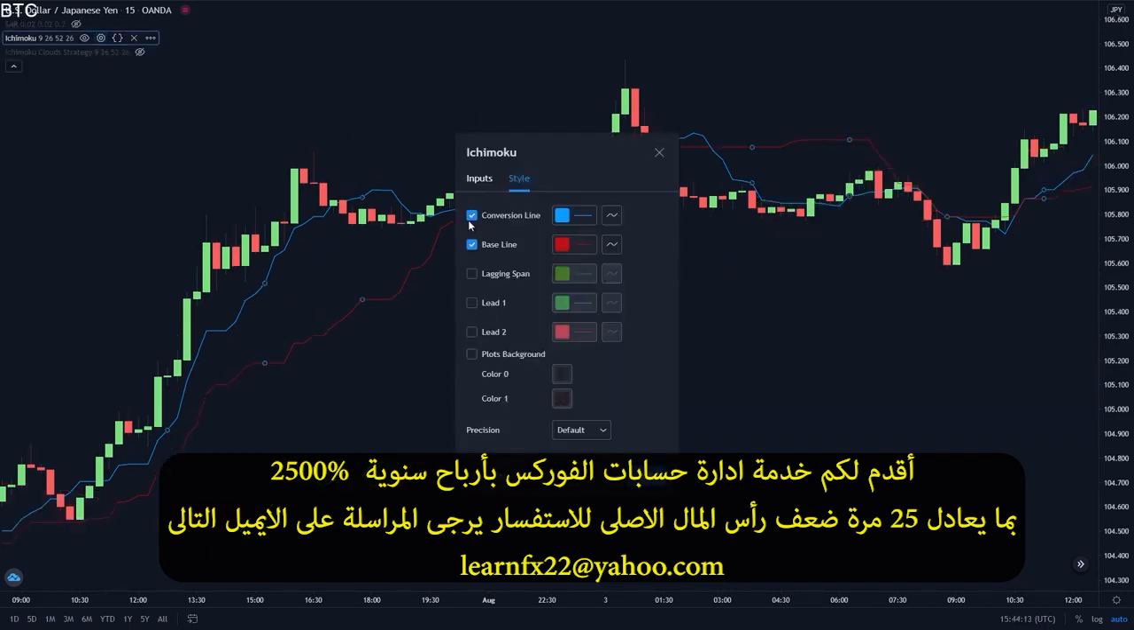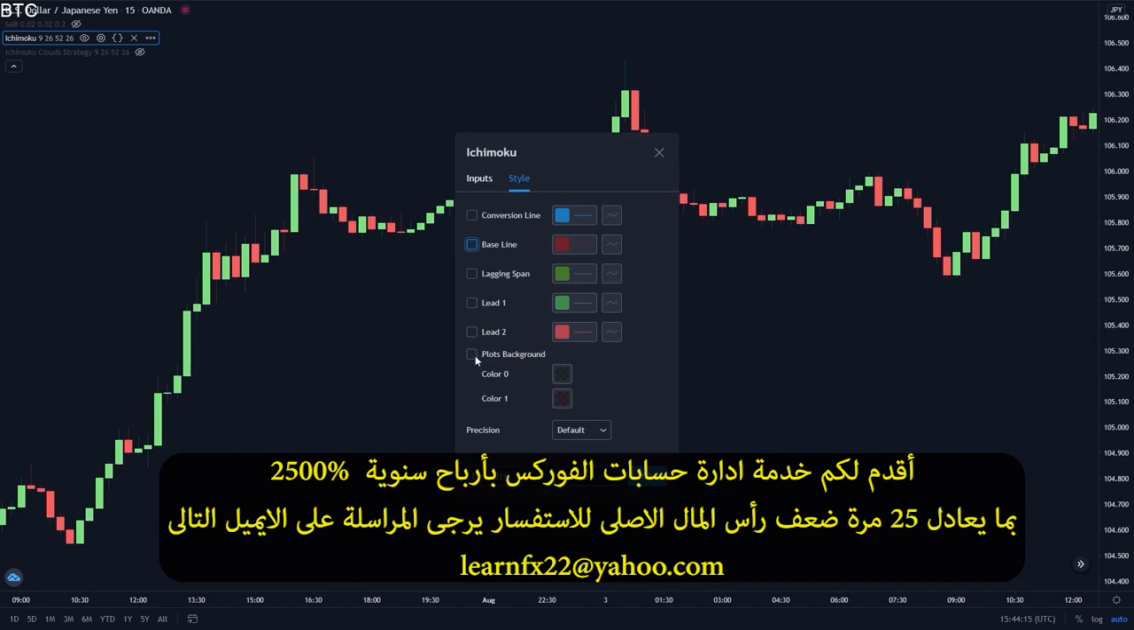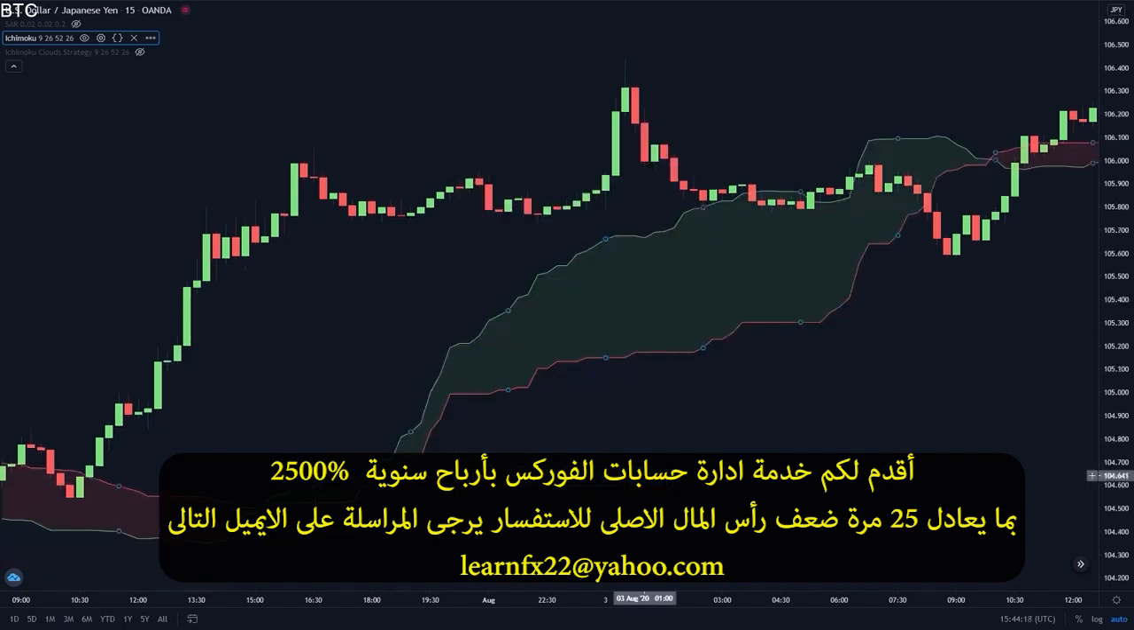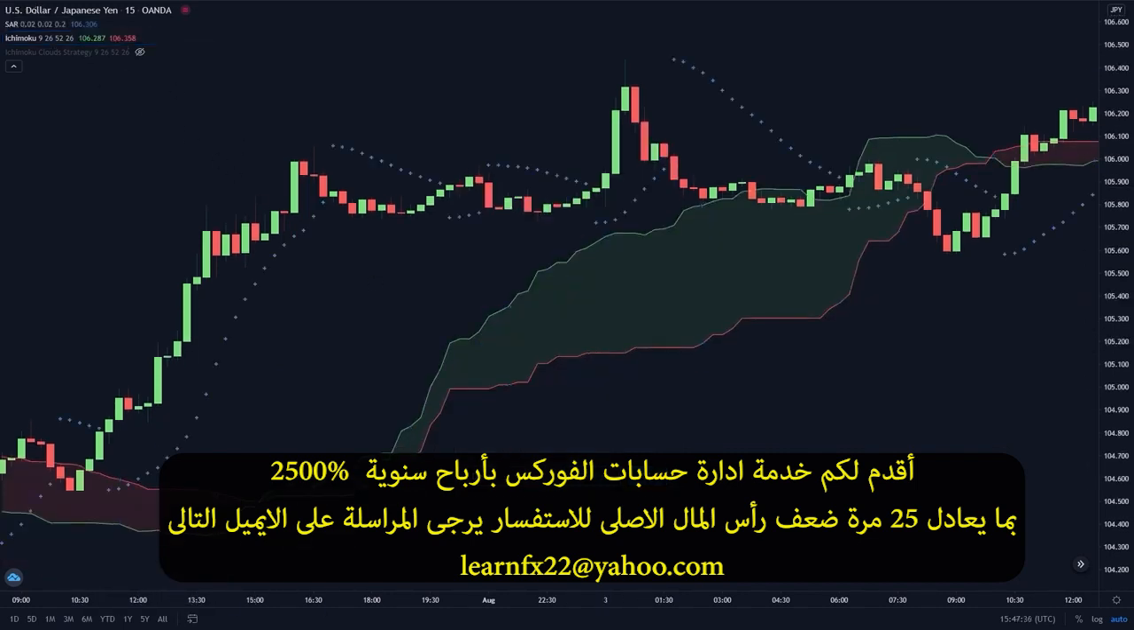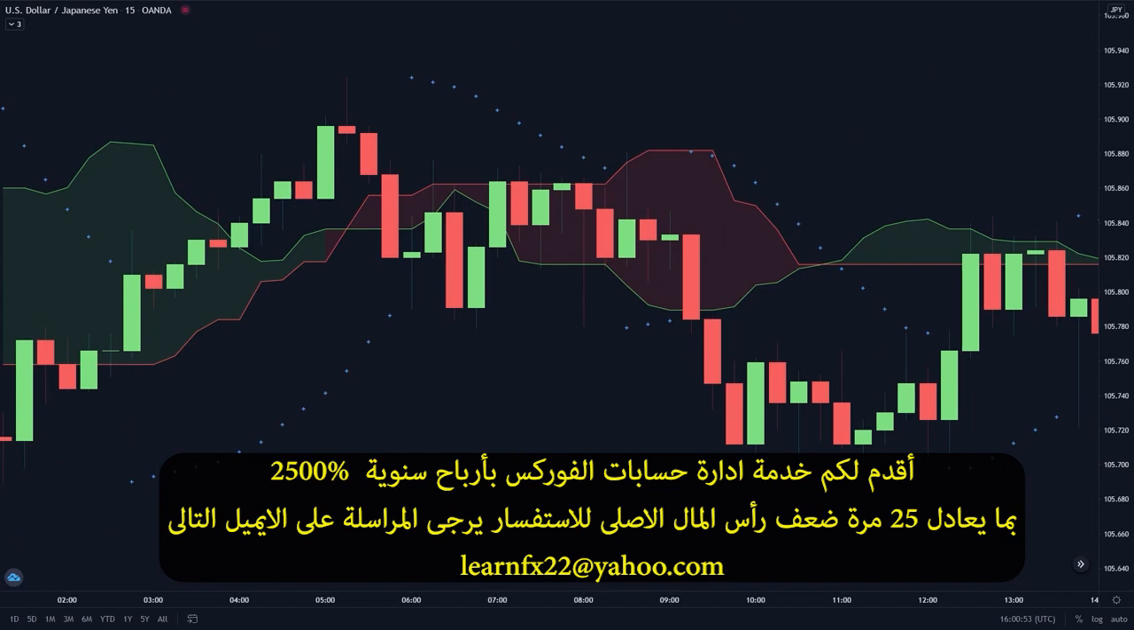So instead, I am actually going to remove the baseline and the conversion lines and replace it with a parabolic SAR. So now, we only have the Kumo cloud and the parabolic SAR. Utilizing the combination of the parabolic SAR and the Ichimoku cloud is very simple.